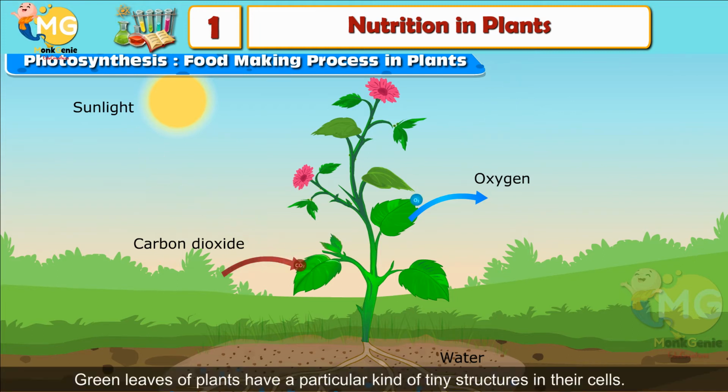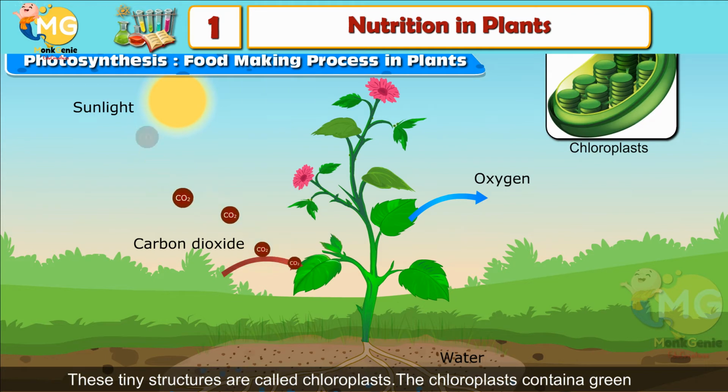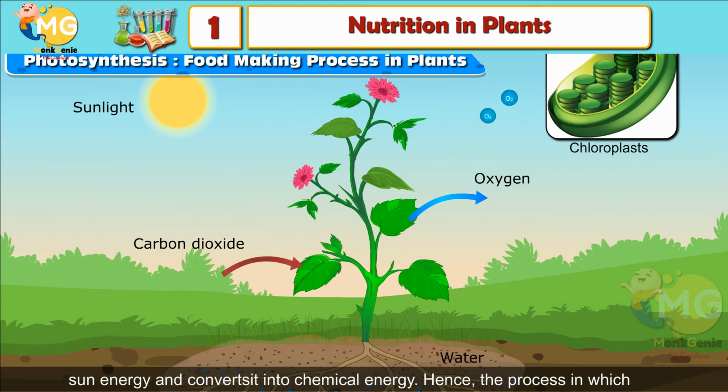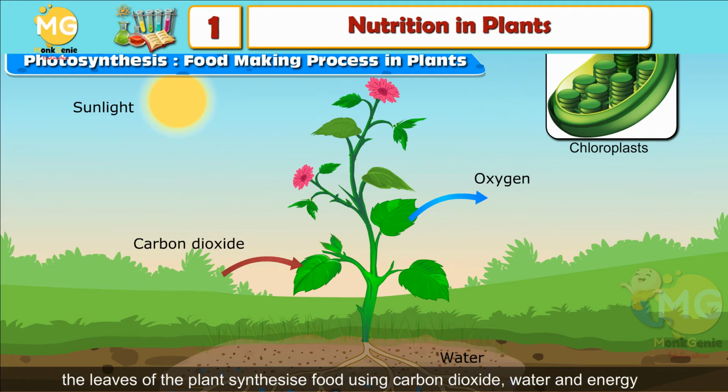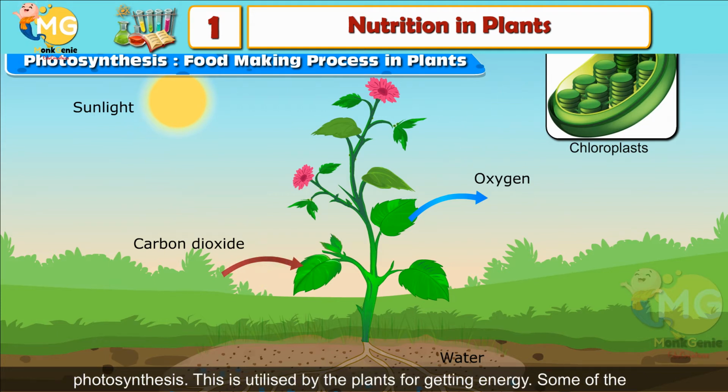Green leaves of plants have a particular kind of tiny structures in their cells. These tiny structures are called chloroplasts. The chloroplasts contain a green pigment, chlorophyll, that makes the leaf look green. Chlorophyll absorbs the sun energy and converts it into chemical energy. Hence, the process in which the leaves of the plant synthesize food using carbon dioxide, water and energy from the sun is called photosynthesis.